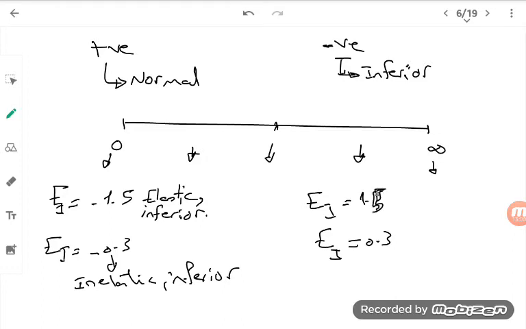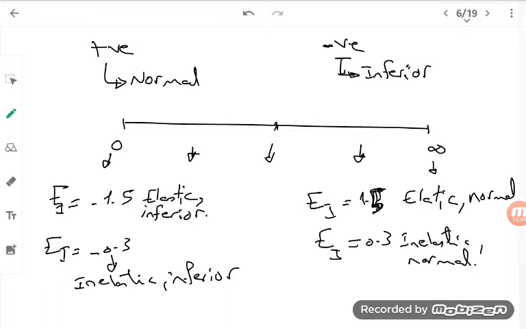If income elasticity of demand is 1.5, so it is positive. This means that the commodity is normal. 1.5 is elastic and normal. If it is 0.3, so it's positive, which means that the commodity is normal, and the value is less than 1, so it is inelastic, normal commodity. Okay, this is the second type of elasticity.